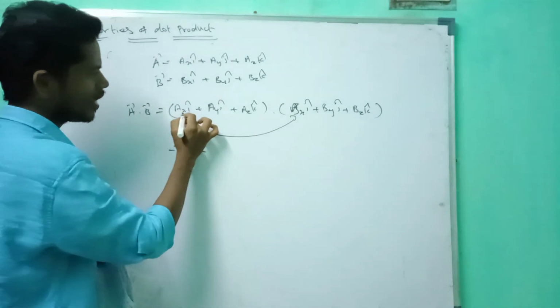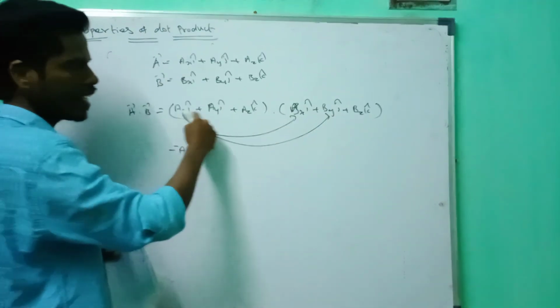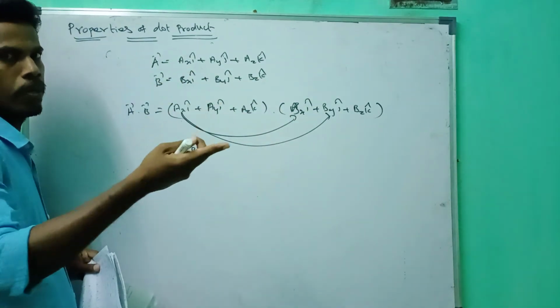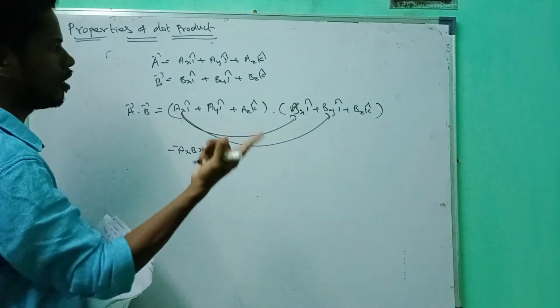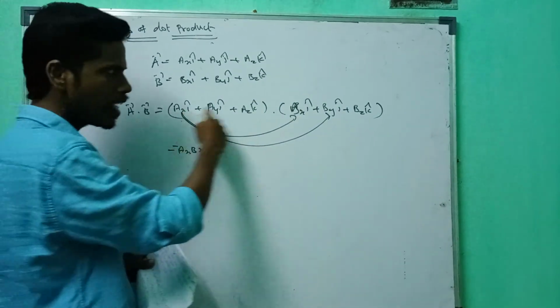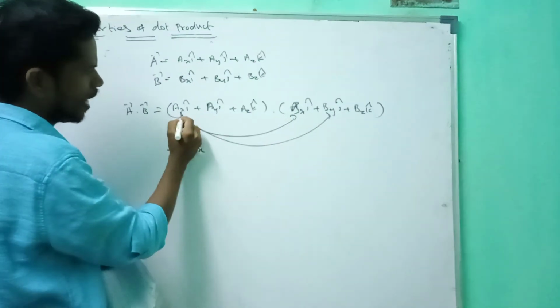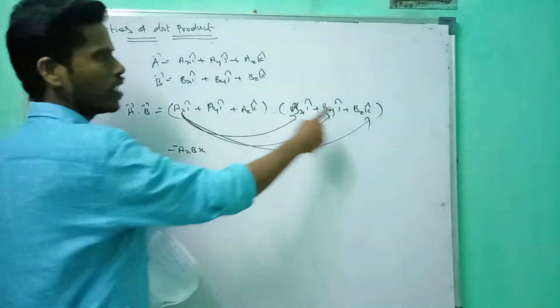So again, ax and by, what happens? It becomes 0 because here is i cap and here is j cap. What I told, i cap dot j cap: if you take the dot product of opposite vectors, that will be 0. So similarly here also, i cap dot j cap means it's 0. Again, ax i cap with bz k cap is again 0 because here is i, here is k.